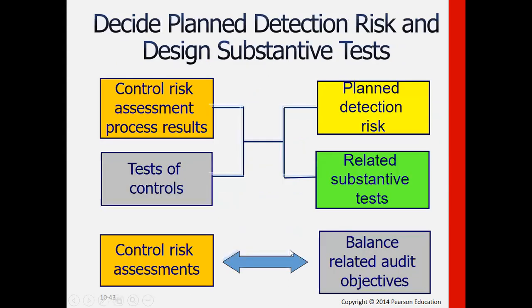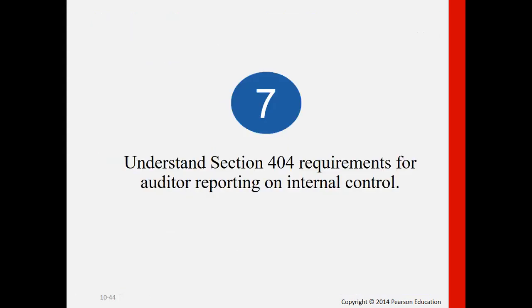All right. Next is that we design, plan detection risk, and design substantive tests. So we can see here the relationship: the control risk assessment process results, which is prior to the PDR or planned detection risk. And the parallel for the previous would be tests of controls, while by detection risk, we can now, of course, manage whether we increase or decrease our related substantive tests. Then we have here the control risk assessments based on the left side, and then the right side would be the substantive tests related to balance related audit objectives.